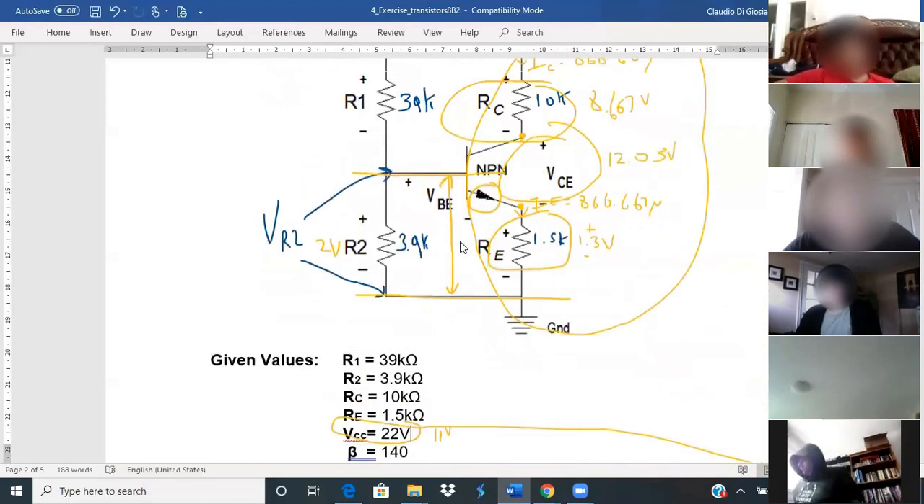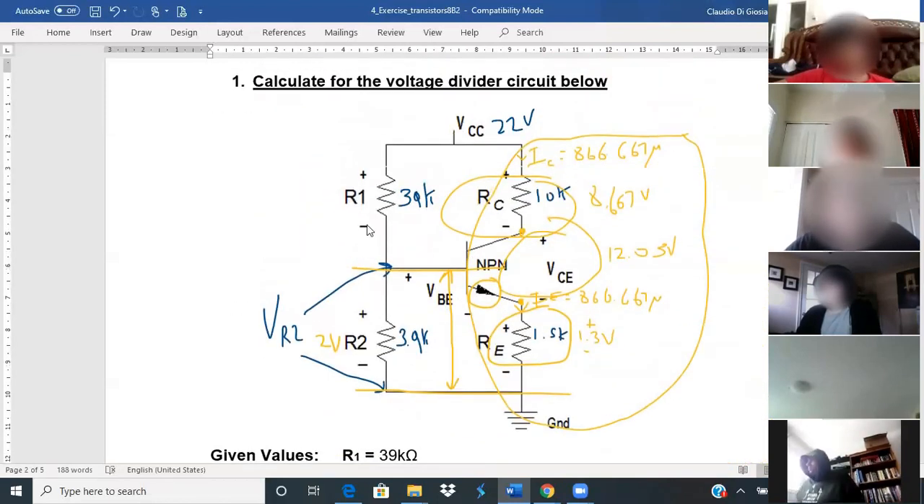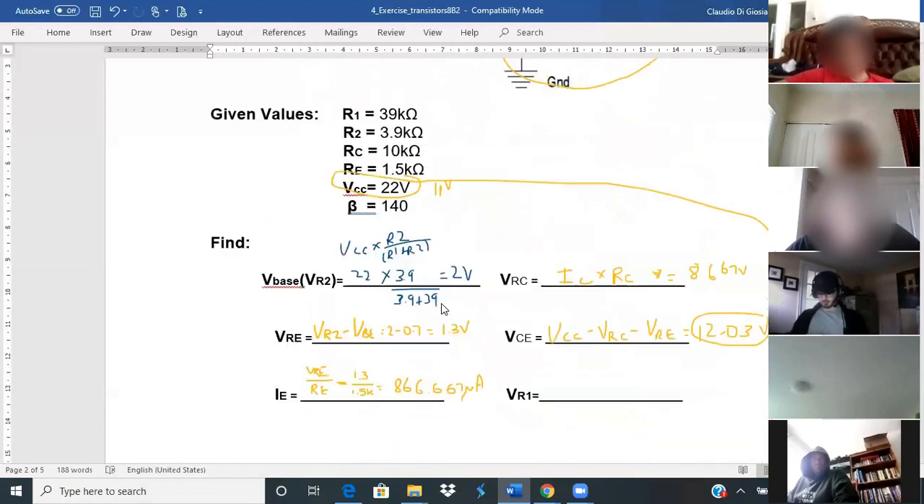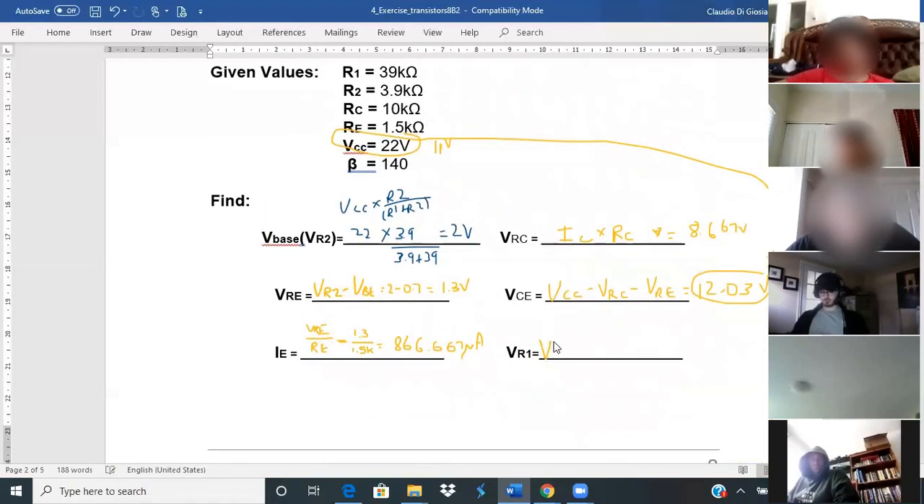VR1, the last variable to solve for, is right up here. So we have 22 volts being supplied to VR1 and VR2. We already have the value for VR2. Whatever's left over will be VR1. So 22 minus 2 will give us 20 volts here. So the formula, VCC minus VR2. So looking at 20 volts.